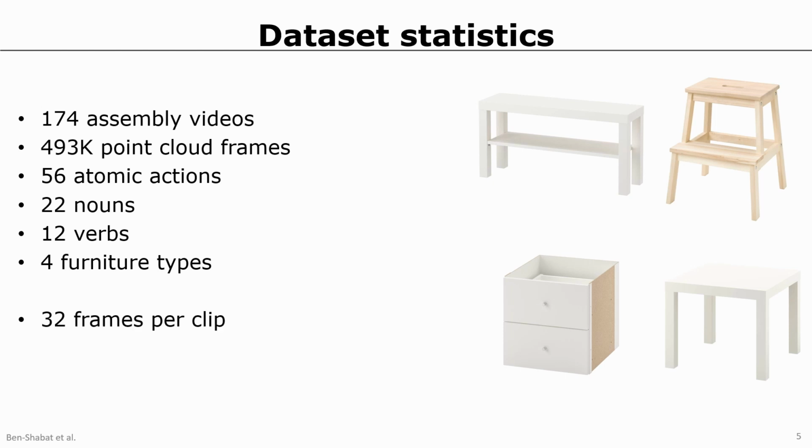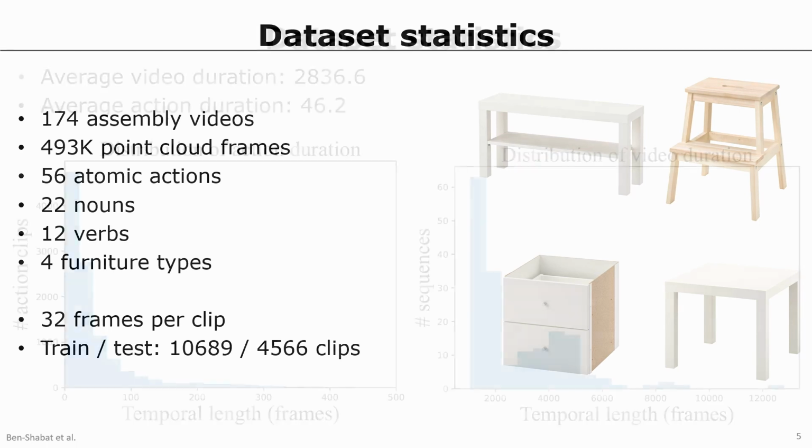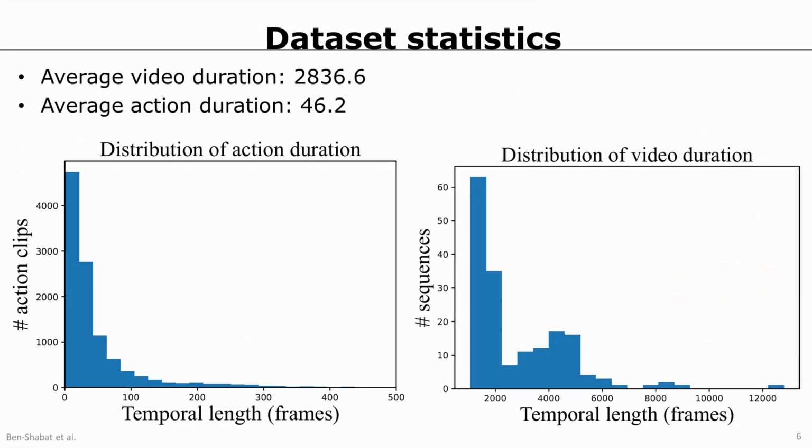For training, we split the data to contain 10,689 clips in the training set and 4,566 clips in the test set. Each video in the dataset contains 2,836.6 frames on average, and the average action duration is 46.2 frames.